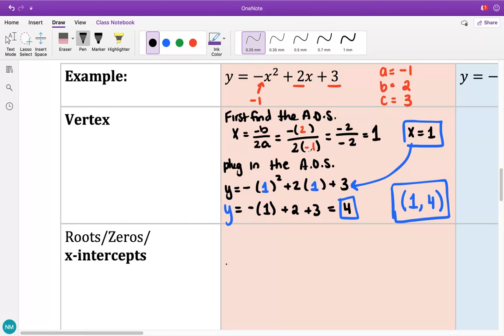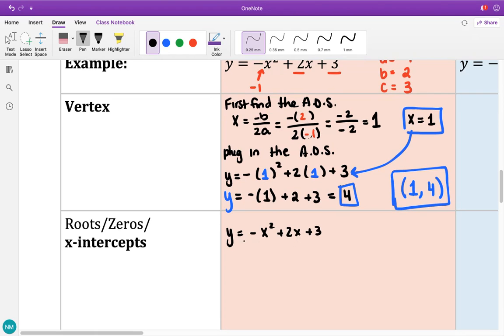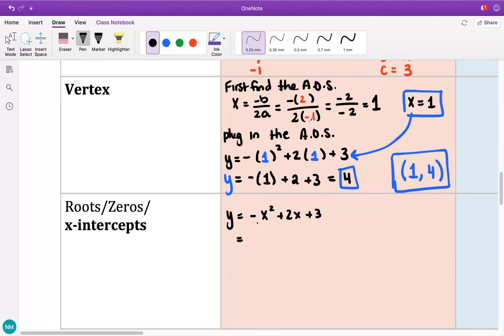Again, my function is y equals negative x squared plus 2x plus 3. I'm always going to factor this a value out if I can. Remember the GCF. So I'm going to factor out that negative 1, and I'm going to have x squared, if I divide everything by that negative 1, minus 2x minus 3. Remember that taking out the GCF, or a common factor, is the opposite of doing the distributive property. So if I distribute this back out, I should get the same thing.